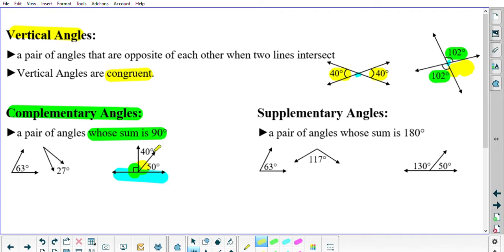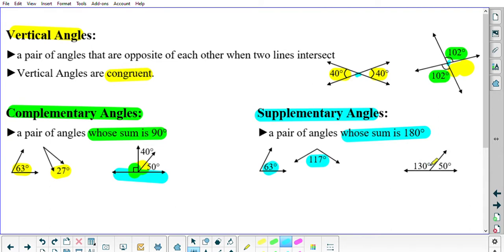But they don't have to be 2 angles that are right next to each other. They can be 2 completely separate angles at different locations. If the sum of those angles is 90 degrees, then they are a pair of complementary angles. Supplementary angles are a pair of angles whose sum is 180 degrees. And again, they don't even have to be next to each other. If their measures add up to be 180, they are a pair of supplementary angles.